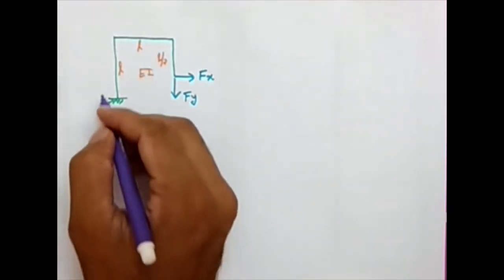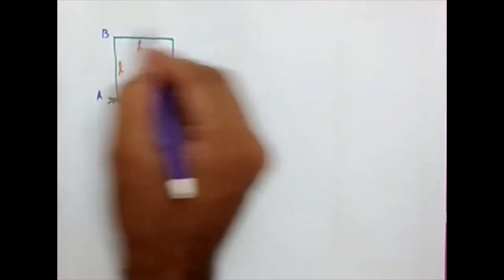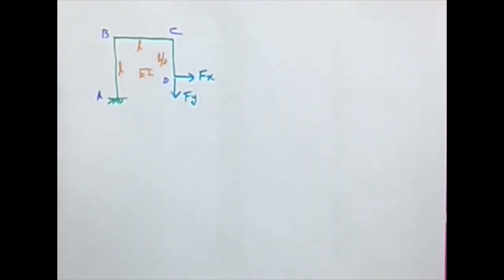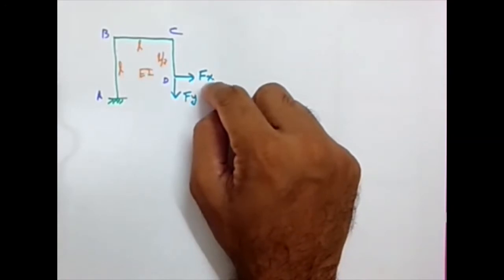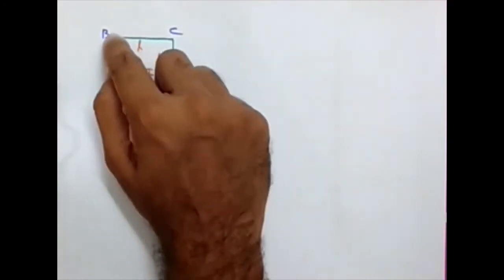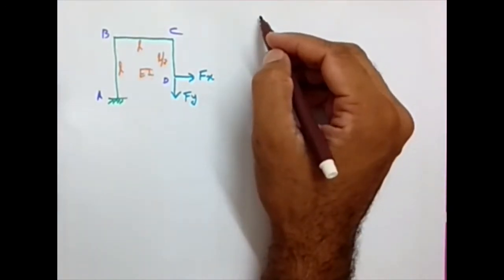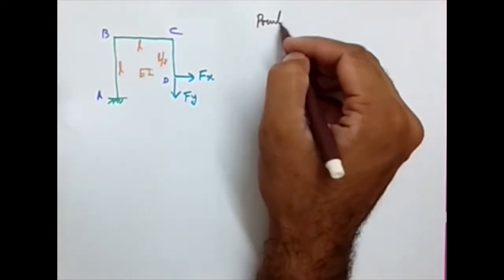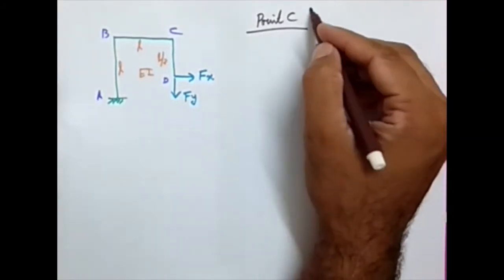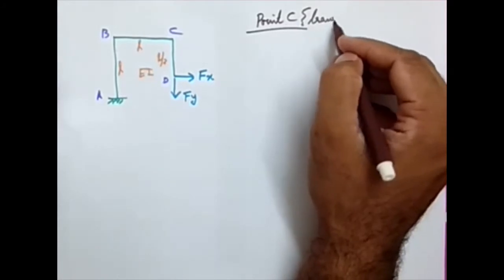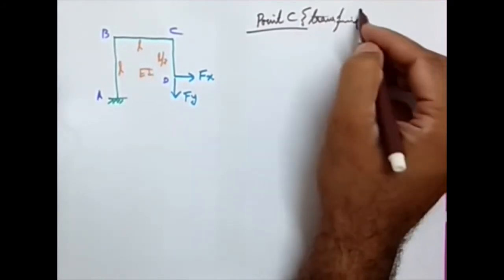Now I'm giving some names. Let these be points A, B, C, and D. Now what I want to do is transfer these 2 forces Fx and Fy to different points, and I want to know what the effect is going to be. So first I'm going to transfer the forces to the point C, transforming the forces to point C.